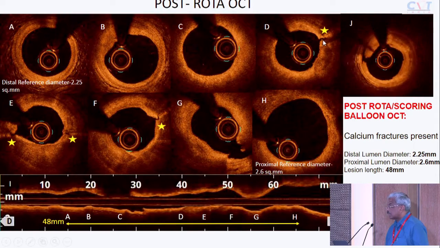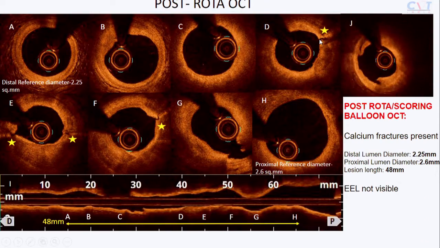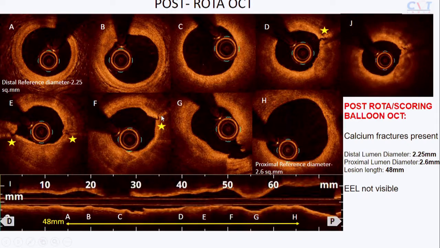You can see cuts here because of the rota ablator. You can see multiple cuts here. You can see a cut here. You can see a cut here. You can see a cut here. And you can see the fibrous tissue which has been cut with the cutting balloon. And your proximal diameter is now 2.6.